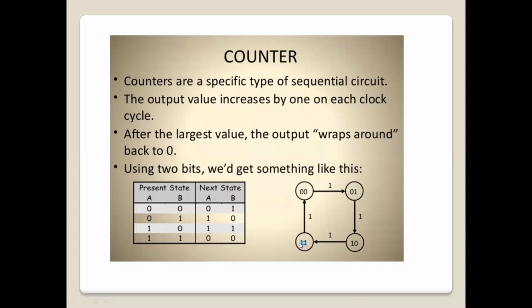The output value increases by 1 on each clock cycle. If you are in the first state 0, 0, when the first clock comes, it goes to 0, 1. When the next clock pulse comes, it goes to 1, 0. Like that it goes on. From the final state, it passes to the first state. So the output value increases by 1 on each clock cycle.